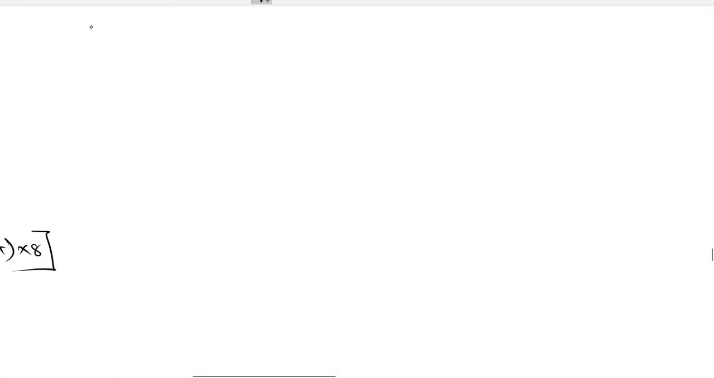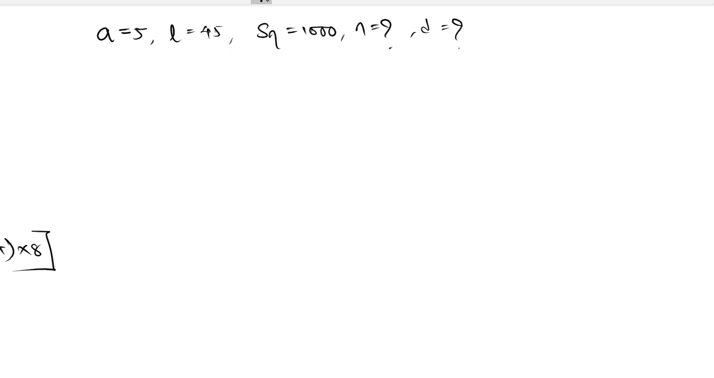Let us write it. First term is equal to 5, last term is 45, and sum of n terms is equal to 1000. We have to find n and we have to find d. You know there is a formula for sum of n terms, which says n by 2 bracket a plus l. That is the formula. Sum of n terms is 1000, n we don't know, by 2.